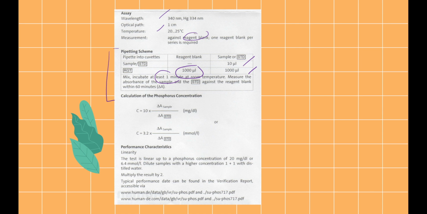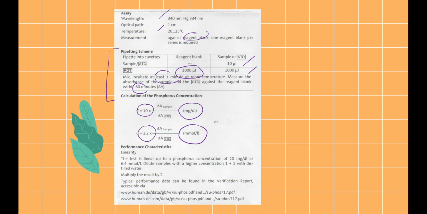The mix of sample and reagent that we made is stable for up to 60 minutes. So, suppose you already mixed it, then you did something on the side and did not notice that more than 1 minute had passed. You can still make use of that mixed sample and reagent as long as it does not go beyond 60 minutes. And then here for the calculation, again, 2 units: milligrams per dL and millimoles per liter, and our factors are 10 and 3.2.